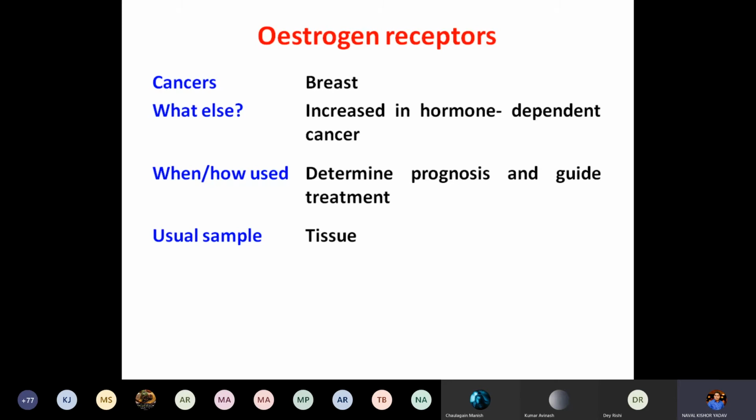Some receptors, as I have told before, act as tumor markers, like estrogen receptors, which is done for breast cancer, but is also increased in some other cancers which are hormone dependent. You can use the tissue for the detection of estrogen receptors, not the blood or the urine sample. You have to use the tissue sample to know the level of estrogen receptors, which is used in the case of breast cancers and used for the diagnosis, guiding the treatment, and prognosis of the disease.